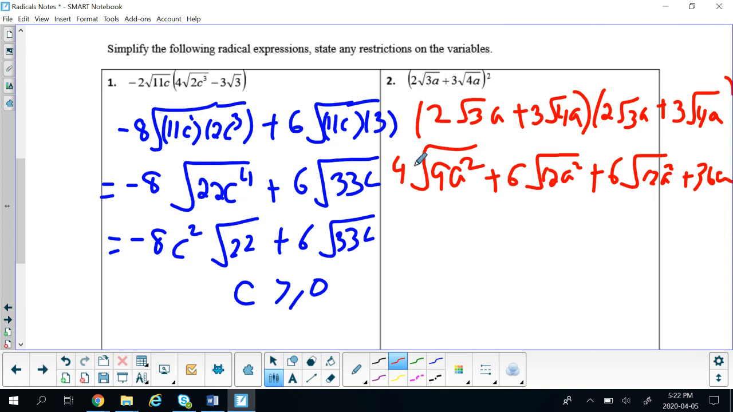Okay, let's simplify this now. So square root of 9 is 3, square root of a squared is a. So 3 times 4 is 12a, plus 6. We can break square root of 12 as a product of a perfect square and some other number, because 12 can be written as 4 times 3. Same here, 12 can be written as 4 times 3.